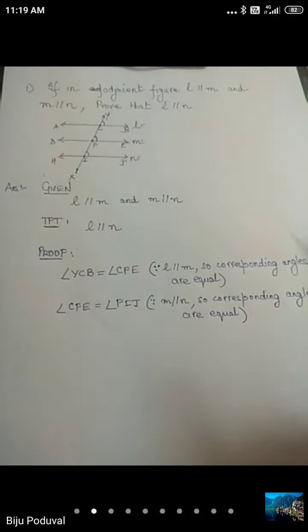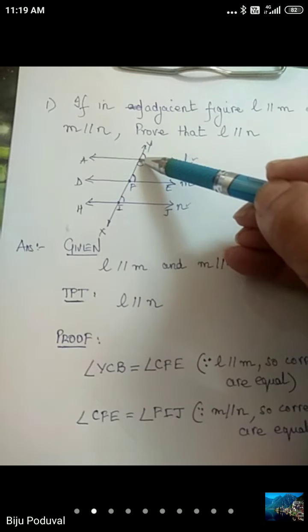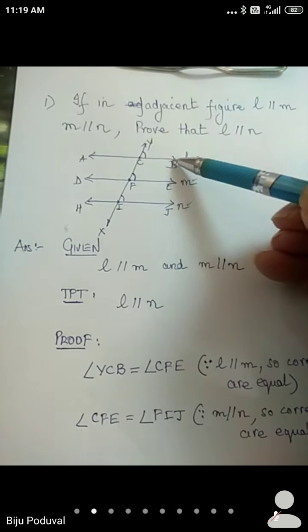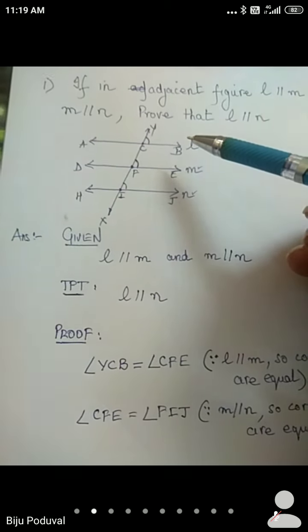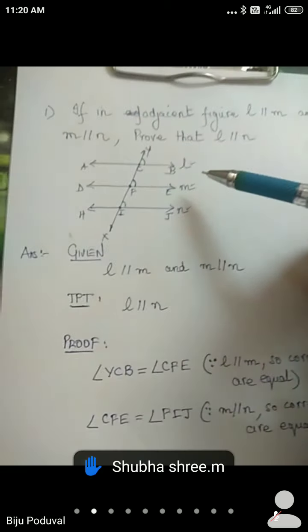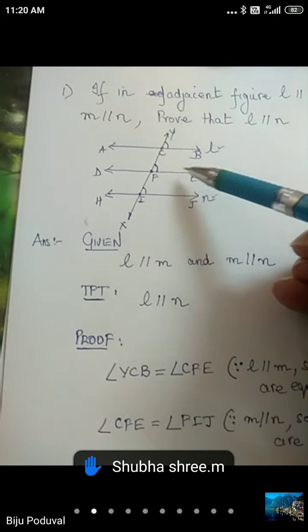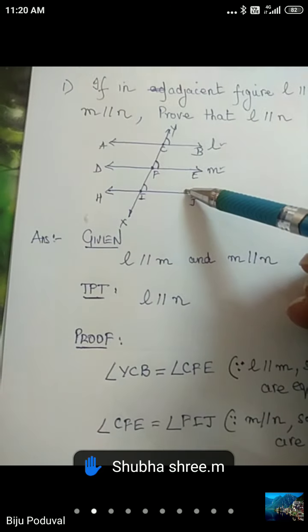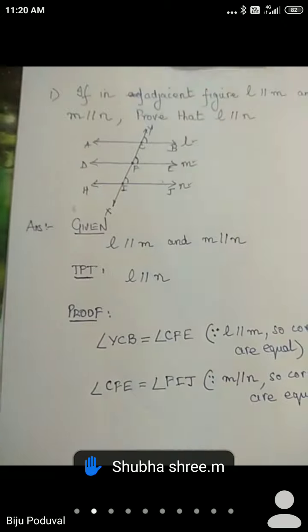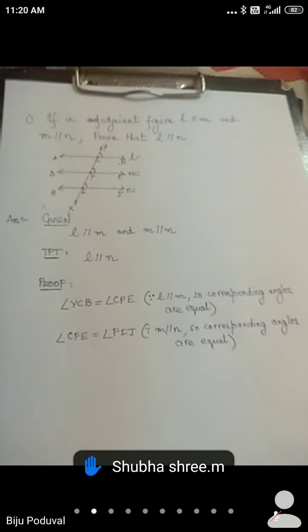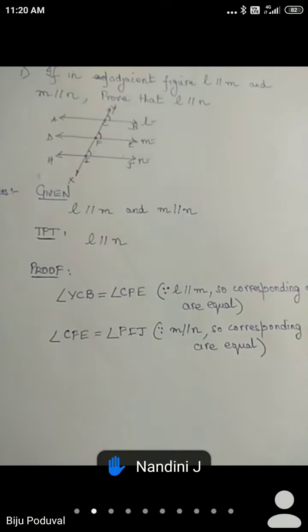First, Govardhan said, look at my pen, children, this angle YCB is equal to angle CFE because of corresponding angles, because they had given L is parallel to M. Then Bojalinga said angle CFE is equal to angle FIJ. Why? Because M is parallel to N, corresponding angles are equal. Now tell me the next step. Raise your hands. Yes, Subhashri.